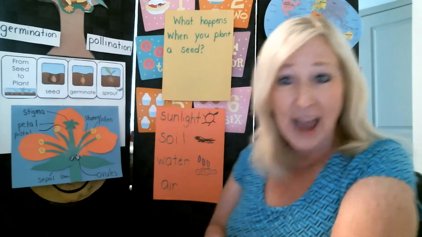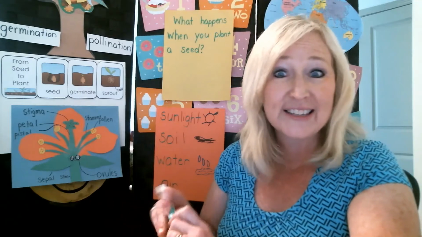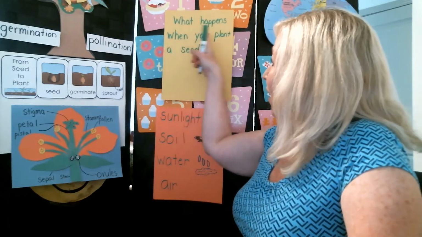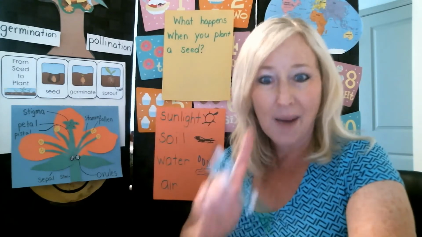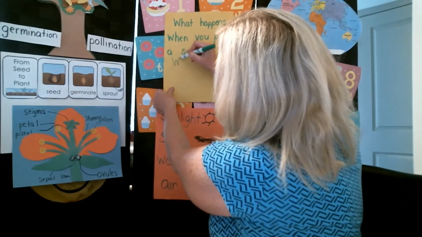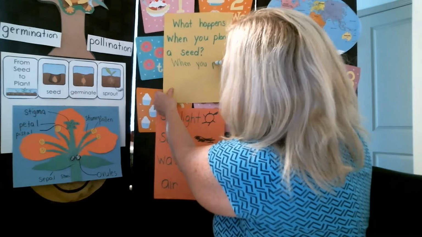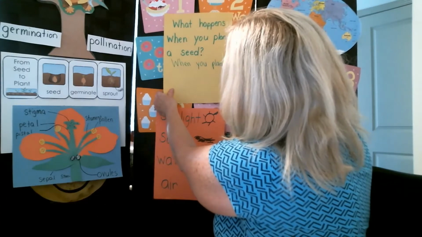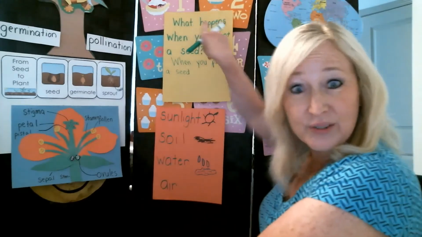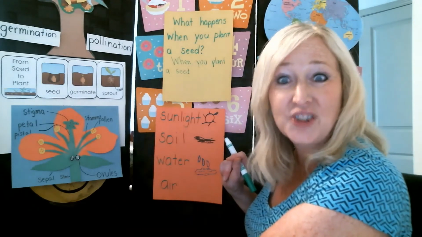So let's talk about what happens when you plant a seed. What is the first thing that you have to do when you plant a seed? Let's use our question. What happens when you plant a seed? I'm going to write that topic sentence, the first sentence of our explanation. When you plant a seed, I just used the words from our question. When you plant a seed, it must germinate to grow.